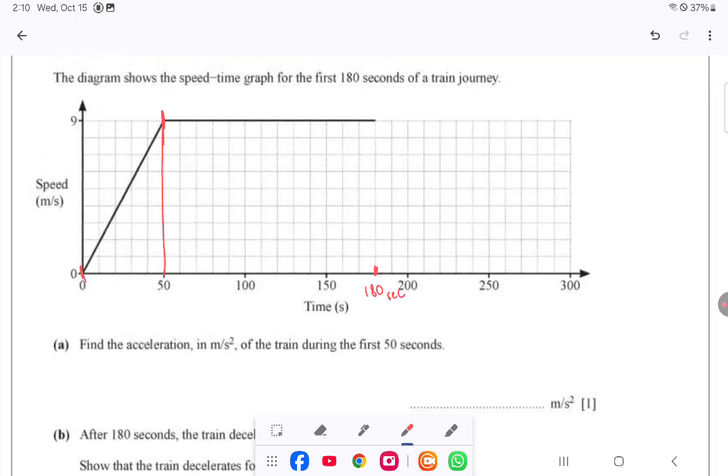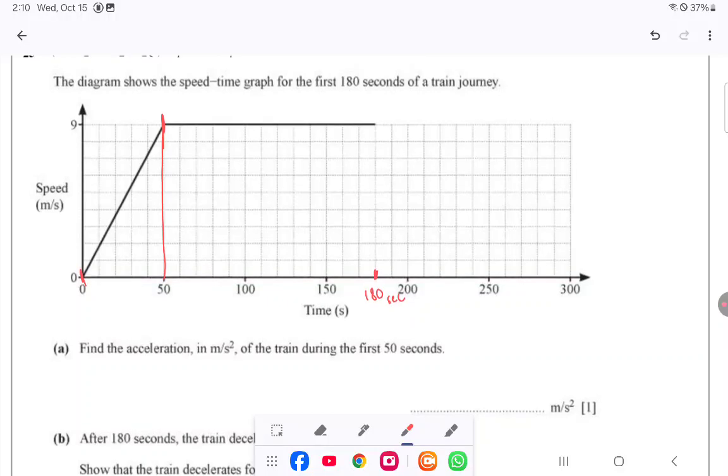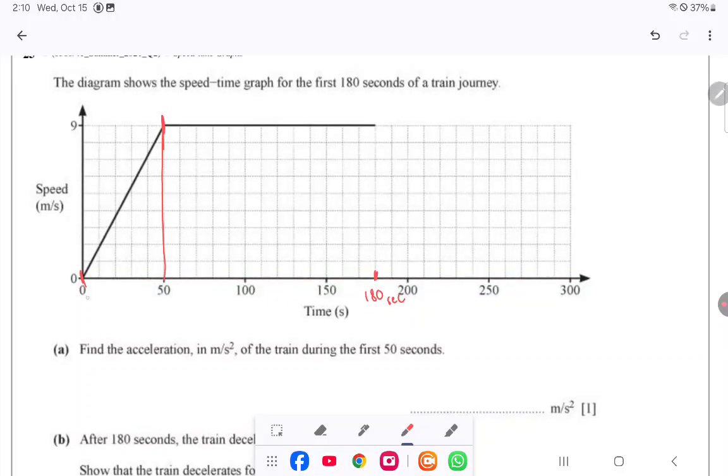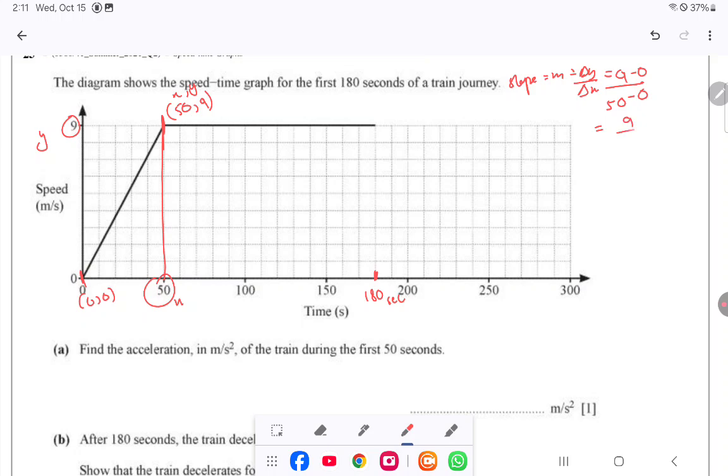For that we can use the slope formula. This point is 0, 0 and this point is 50, 9. This is our x and this is our y. Simply apply the slope formula. Slope, which is equals to m, which is equals to change in y over change in x, which is equals to 9 minus 0 over 50 minus 0. Solve it further. 9 over 50 and it will give you the value of 0.18 meters per second square.